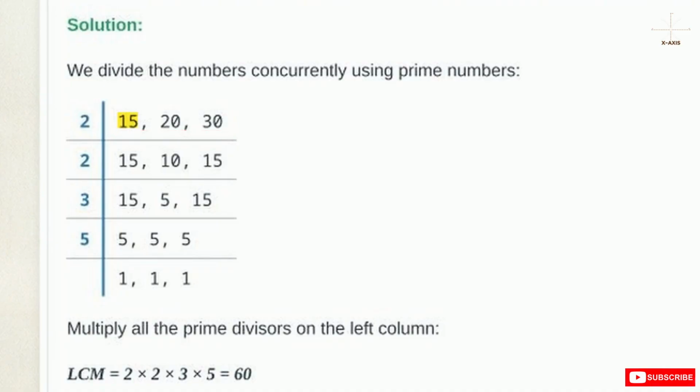Notice how the 15 behaves in the first 2 rows. Because 15 cannot be cleanly divided by 2, we carry it down to the next row untouched. We only execute the division on numbers that yield a clean whole integer.